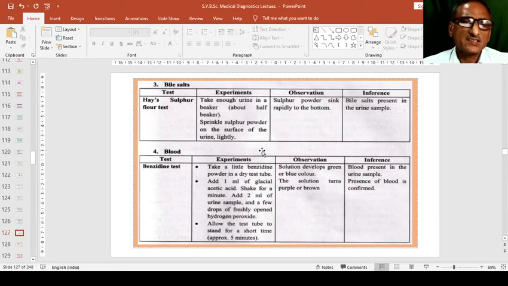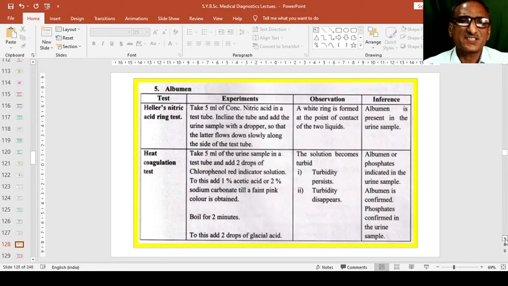Then bile salt is detected by the Hay's sulfur test. In that, sprinkle sulfur powder on the urine, and if it settles down at the base, then bile salts are present. And the benzidine test is the blood identification test. In that, take a little benzidine powder in a dry test tube, add 1 ml of glacial acetic acid, shake well, add 2 ml of urine sample, and if it turns green or purple, the presence of blood in the urine sample is confirmed. So these are the blood tests.